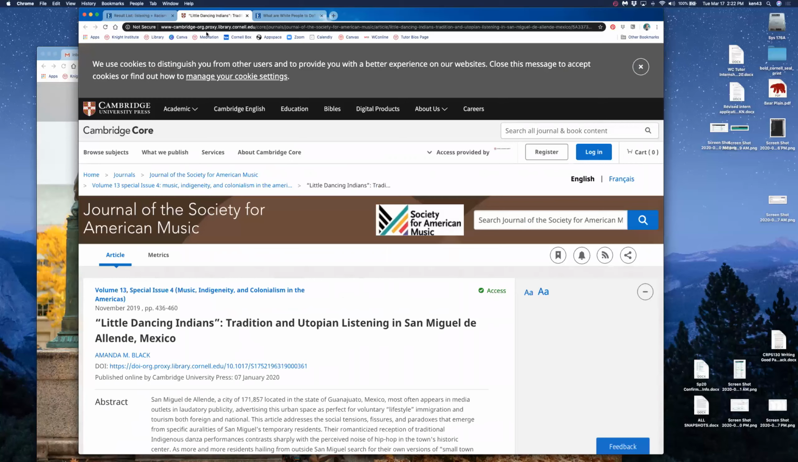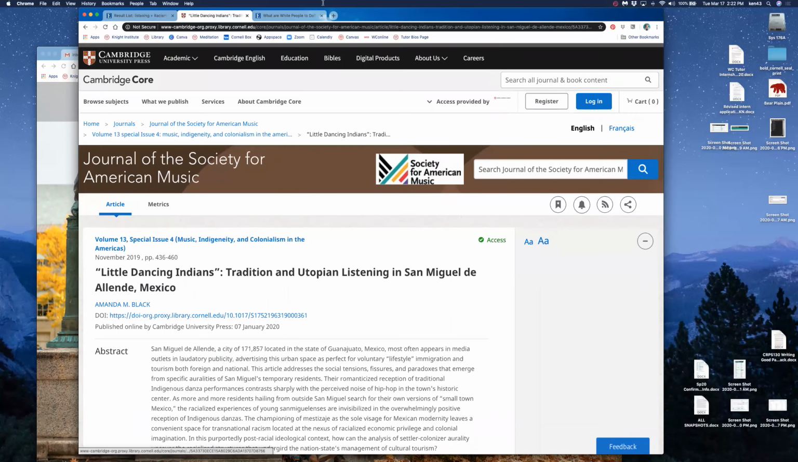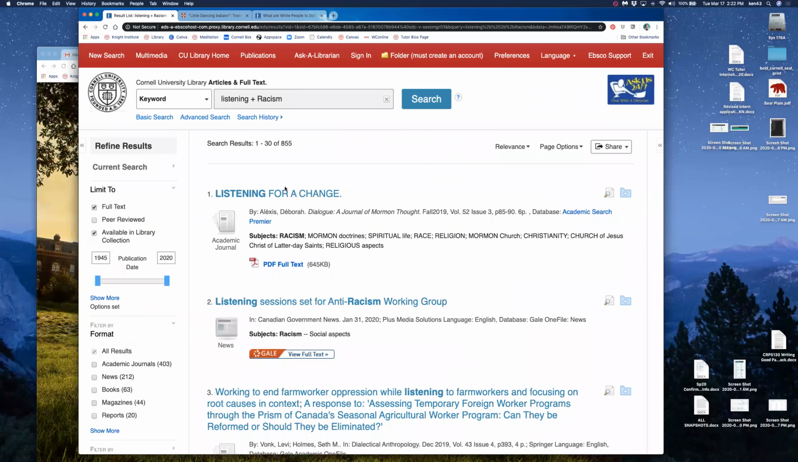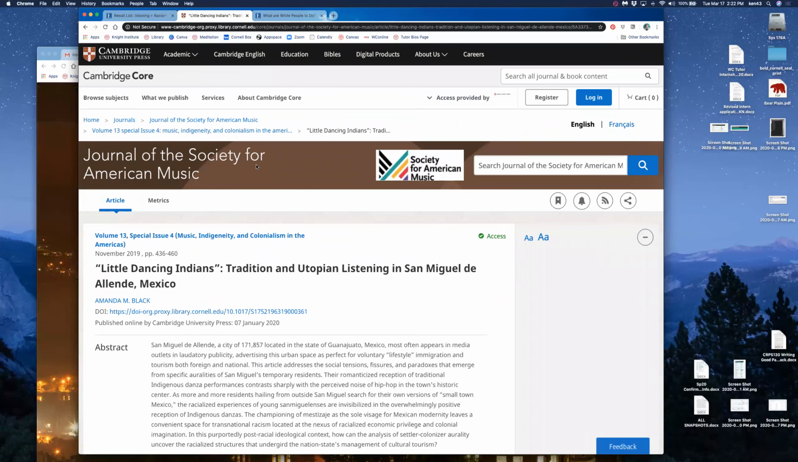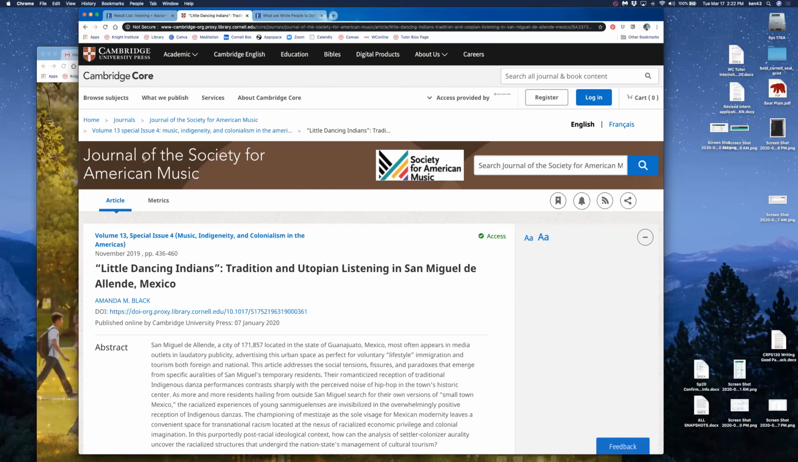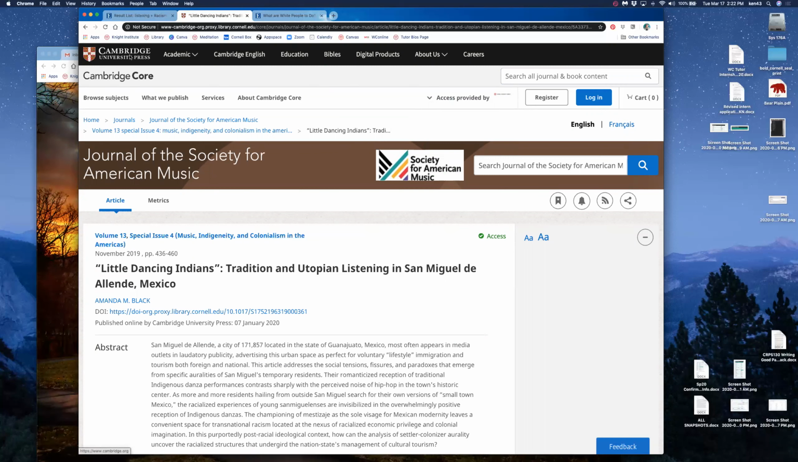So I want to look at two examples. This is actually in my browser. This is what it's going to look like in a browser for a scholarly journal article. So we see the Journal of the Society for American Music. This is the title of the journal. This up here, Cambridge University Press, is the publishing press.